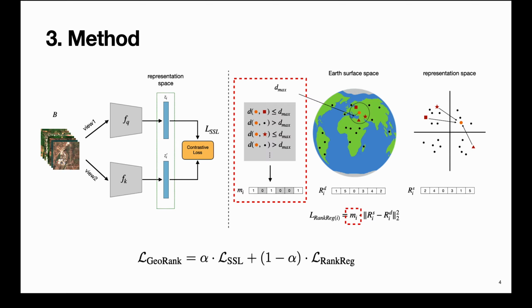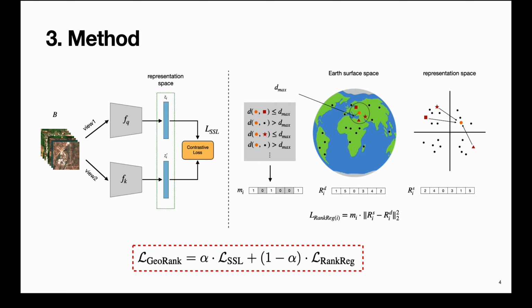Finally, we restrict the loss to geographically nearby samples using the radius parameter m and ignore very distant pairs. This reflects the intuition that the relative ordering matters most locally, while faraway locations provide little useful guidance. The final GeoRank loss simply weights the standard SSL loss with the proposed geographical regularization term.